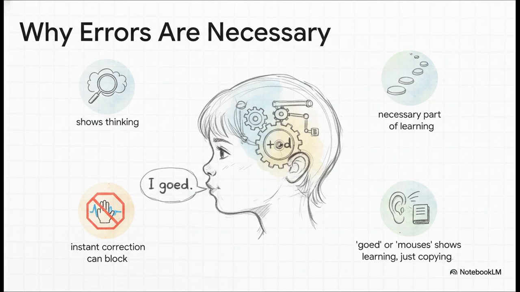I mean, think about a little kid who says, "I good to the store" instead of "I went." That's not a random mistake. That's actually evidence that their brain has figured out the rule for making something past tense. You add "ed," and now it's just applying that rule everywhere. They're thinking like a scientist, testing a theory. That shows that real deep learning is actually happening.